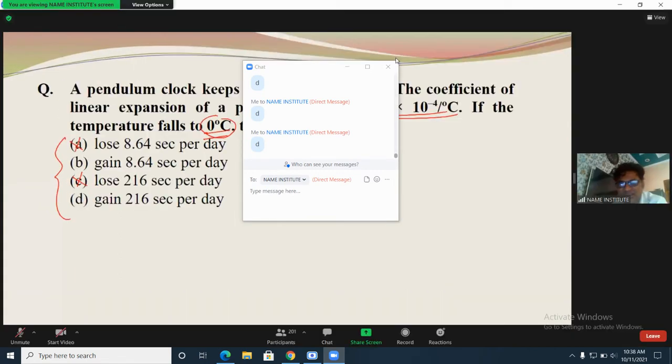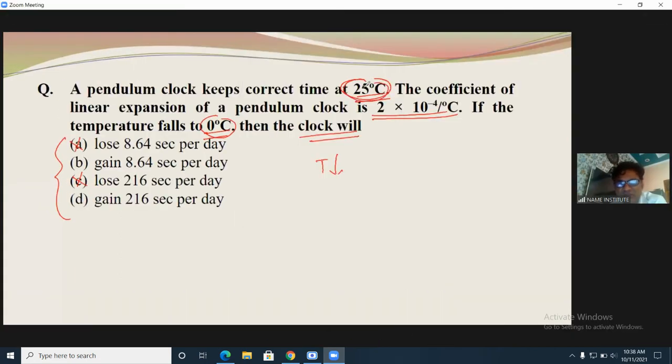So one thing is clear here. Temperature is changing from 25 to 0 degrees Celsius, which means temperature is decreasing. Temperature decreasing means there will be gain in time. Now by which amount the gain in time, we will take in class now. Delta T is equal to 1 upon 2 alpha delta theta into small t. That relation will be helpful here to find out the gain in time.